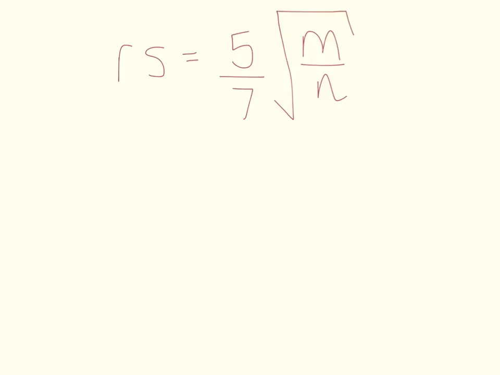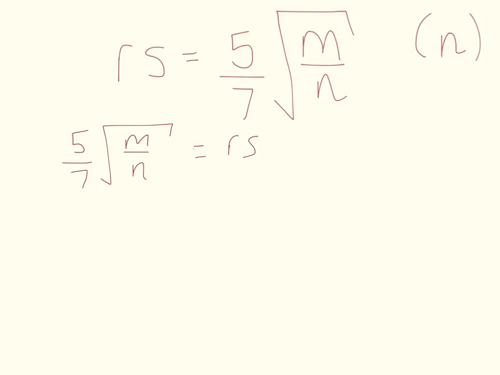Okay, in this last example we're going to try and rearrange the subject of the formula to n. So far this doesn't look very good. We've got n under a square root, and it's at the bottom of a fraction. But we'll just approach it as we normally do. We want to have n on the left, so I'm just going to rewrite this first. 5/7 square root of m over n equals rs.